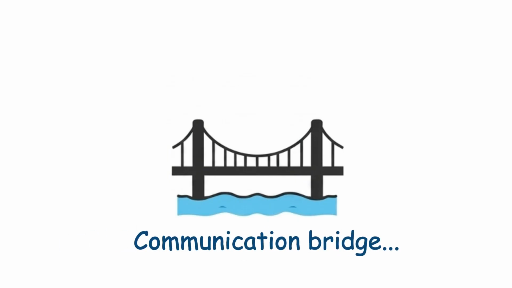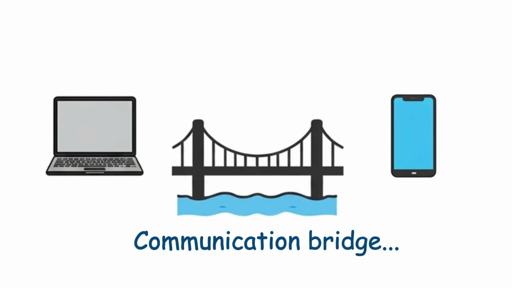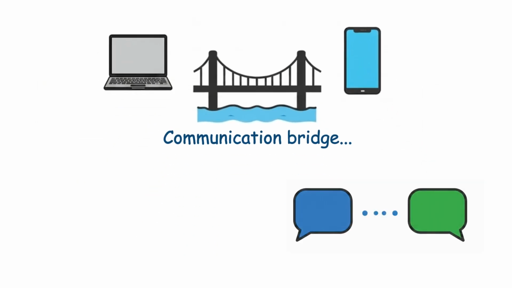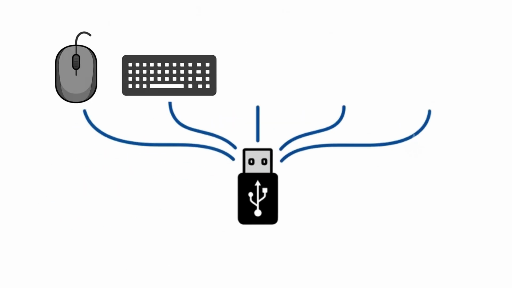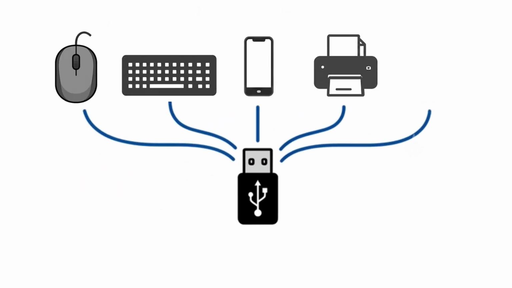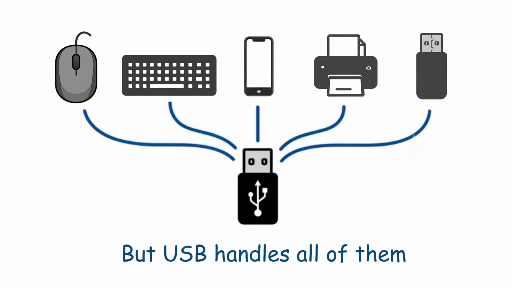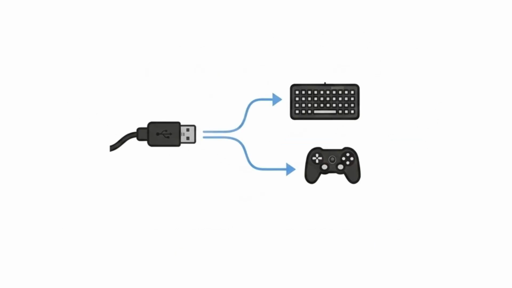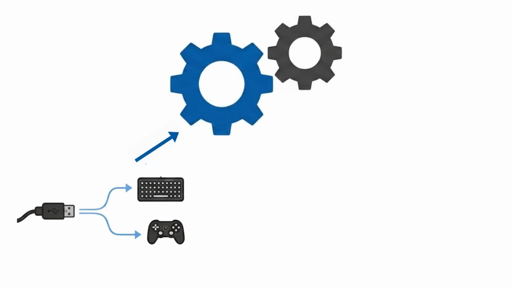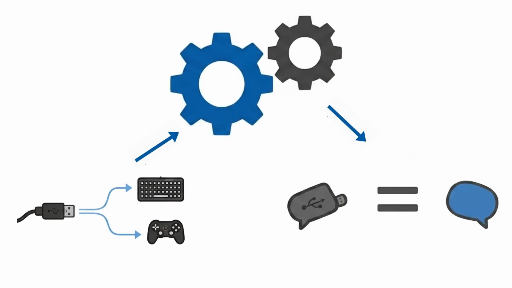Think of USB as a communication bridge, a bridge between your device and your computer. Its main job is simple. It connects devices and allows them to communicate. That could be many different things: a mouse, a keyboard, a phone, a printer, or even a flash drive, and each one behaves differently. But USB handles all of them through the same connection. Whenever you connect a device like this, USB doesn't just plug it in. It starts a process, a communication process.